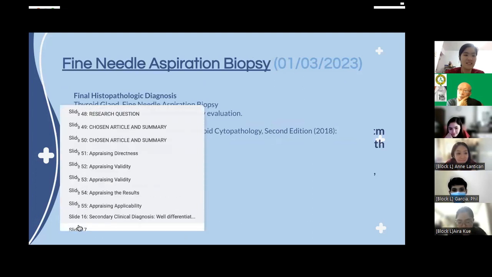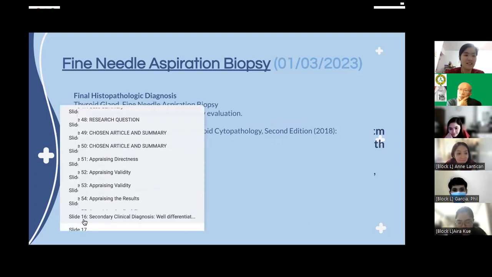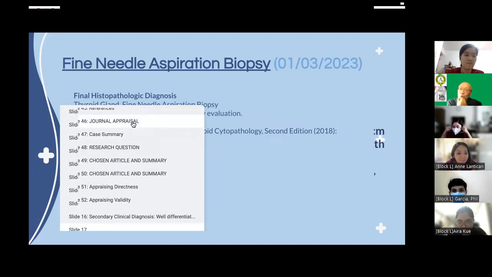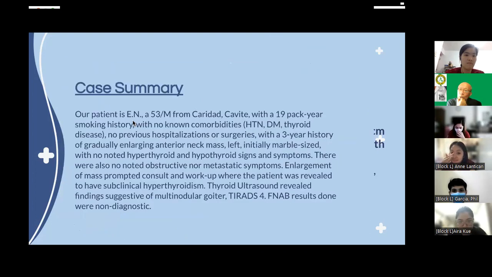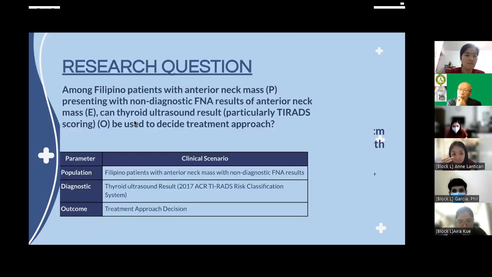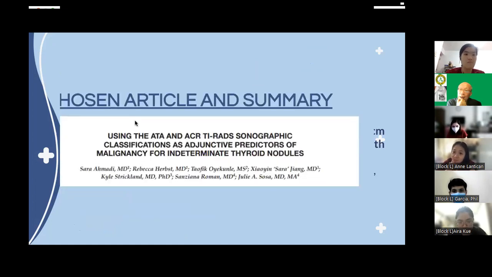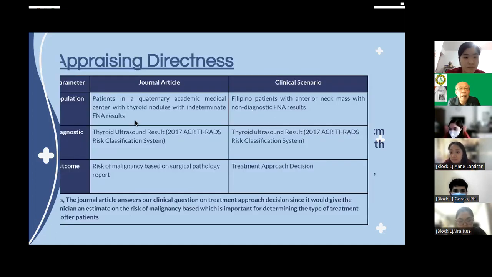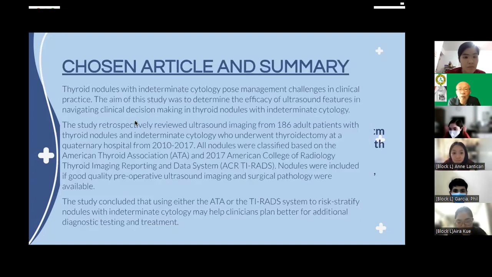Hindi ba pareho lang, wala rin nangyari? Basta, I suppose, ano yung 2017 study na yon? The 2017 studies on the accuracy of the thyroid reporting, di ba? Tama? Yan, yung 2017 thyroid reporting. Okay.